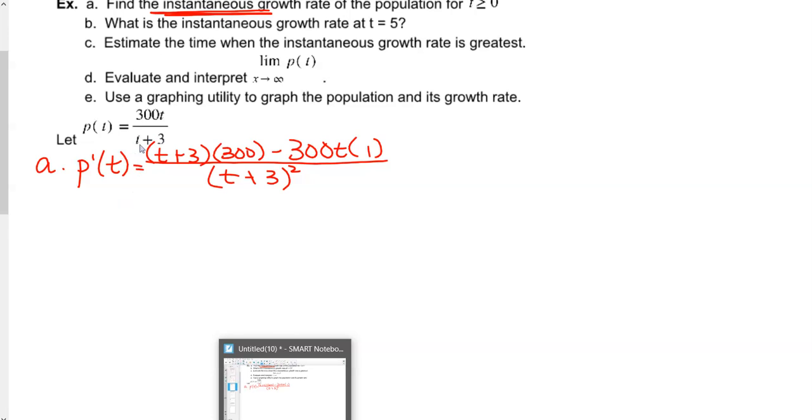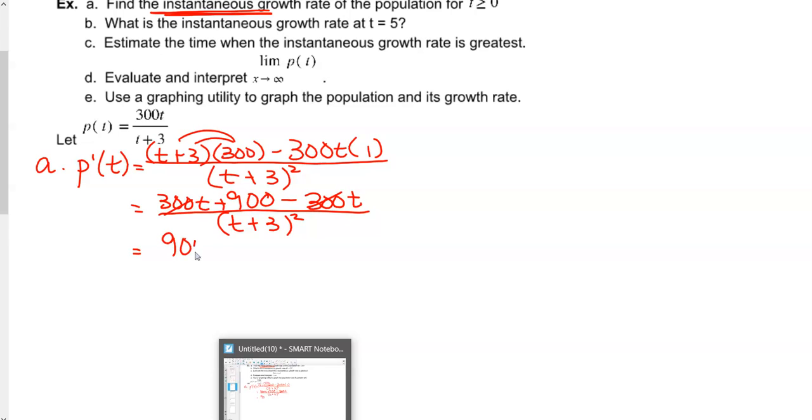Okay, so that's a linear, so I'm just left with 300 minus that, here's a linear, I'm just left with the 1 in front, that guy is a 0. So when I simplify by distributing here, I get 300t plus 900 minus 300t all over (t plus 3) quantity squared. Now, these cancel, and I'm just left with my final answer of 900 all over (t plus 3) quantity squared. Okay? All right.